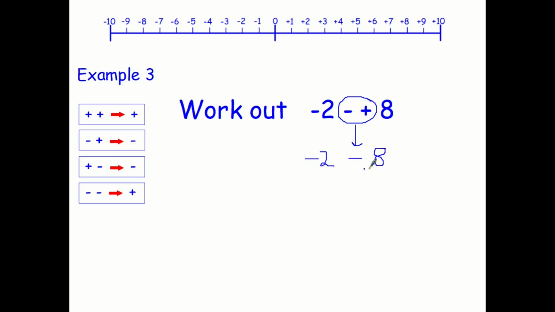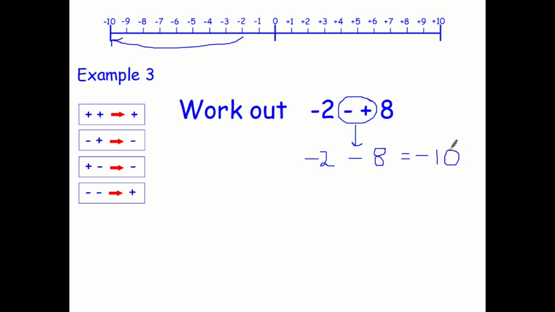Now, some people get confused that there are 2 minuses here, and they think, oh, well, does that become a plus? No, because they're not next door to each other, okay? This is just the number minus 2 minus 8. So you go to minus 2 on your number line, like we did in the first video, and we minus 8, and we get to minus 10.